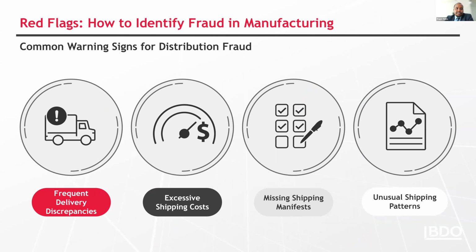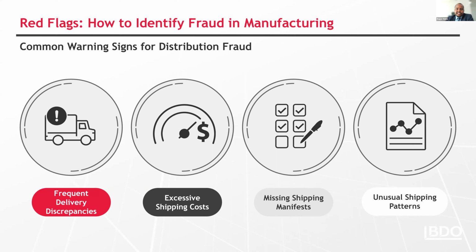Lastly, I'll give you some common warning signs for distribution fraud. This is where products are shipped out to customers or distributors. The four common red flags that I'll give you: the first one being frequent delivery discrepancies. So if you notice that your shipping records don't match what was actually delivered, there's a risk that there was cargo theft or diversion.